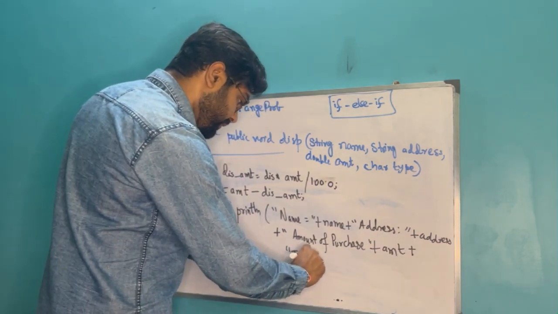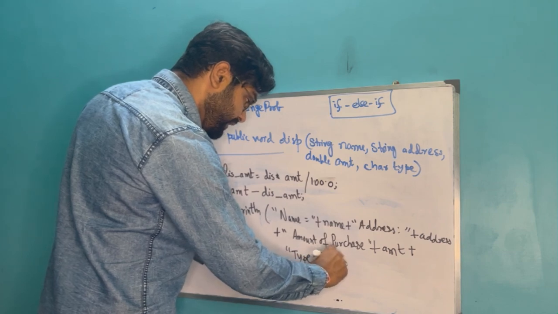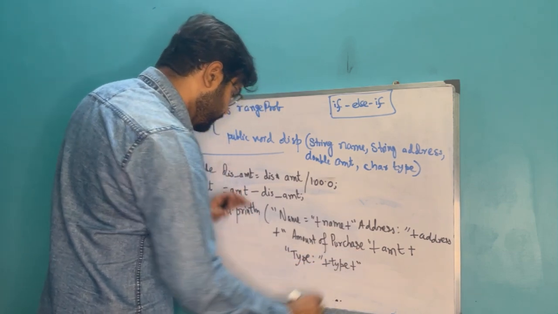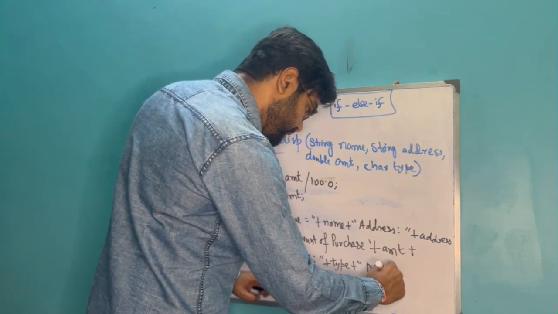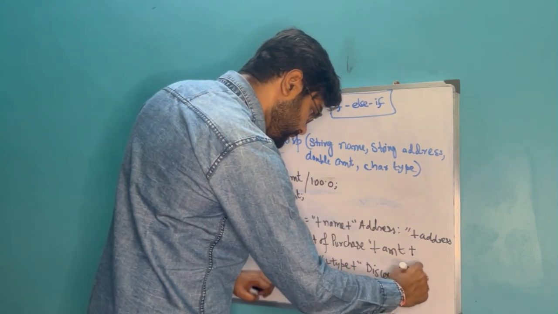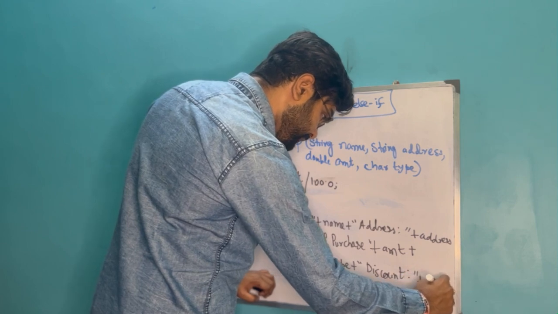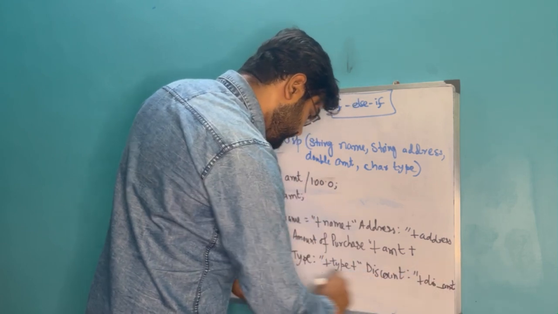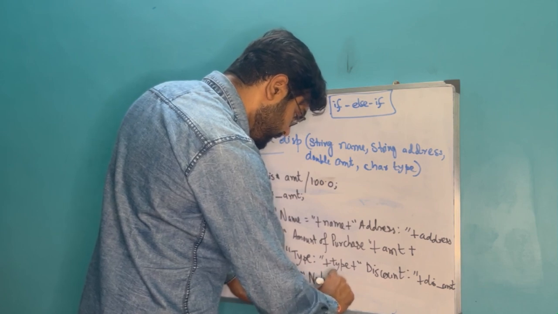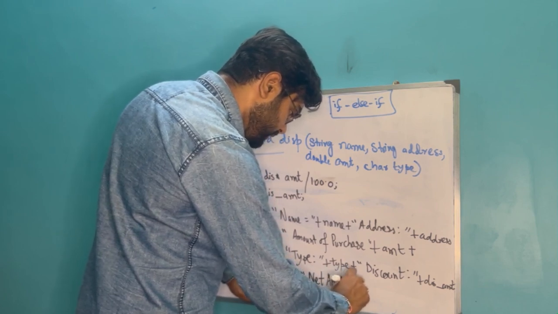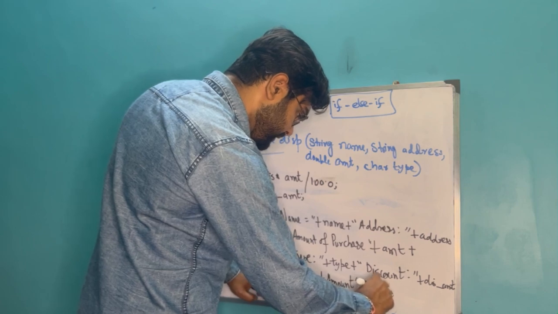Then what we calculated, the discount, the type of purchase. The type of purchase is the type variable. Then we calculated the discount amount, so discount amount, and then we would print the net amount that is to be paid by the customer. That is the net amount plus net.